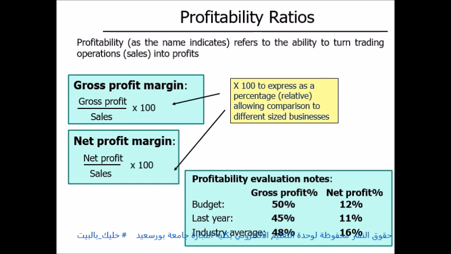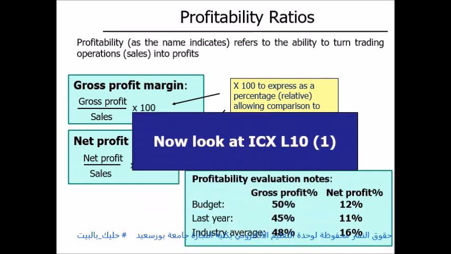Budget. What's the meaning of budget? This means the expected profit in the next year. How much will it be? So in the budget, gross profit will be equal to 50% and the net profit will be equal to 12%. Last year, which has already happened, the gross profit was equal to 45% and the net profit was equal to 11%. The industry average, which means the average of the whole industry, for the gross profit was equal to 48% and for the net profit was equal to 16%.